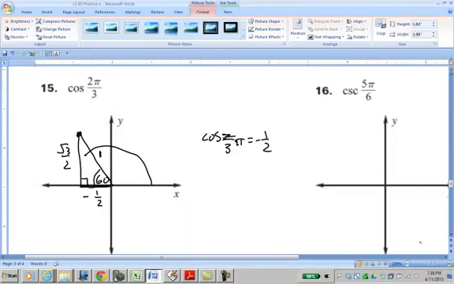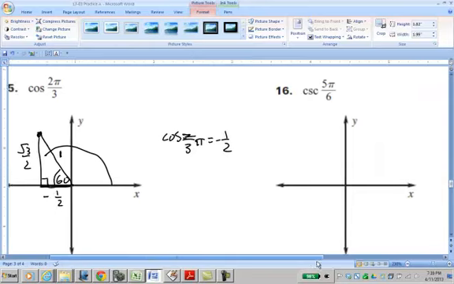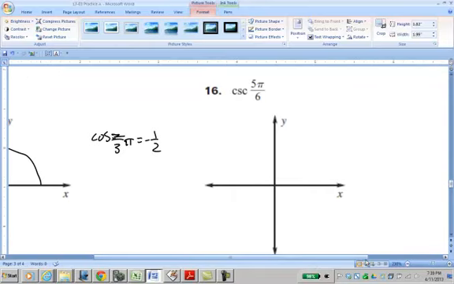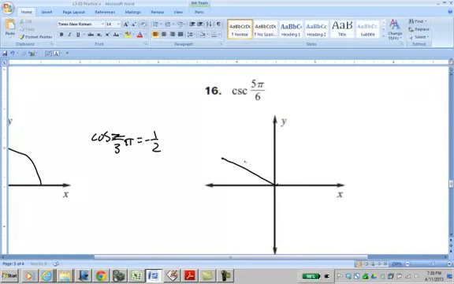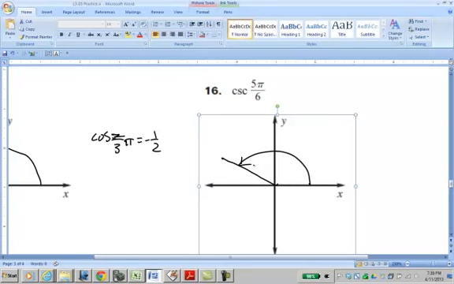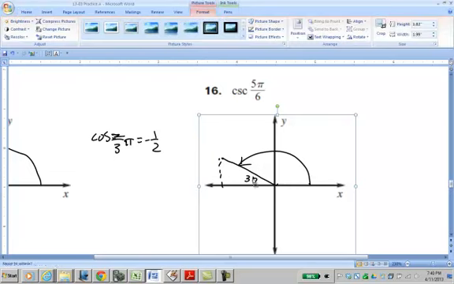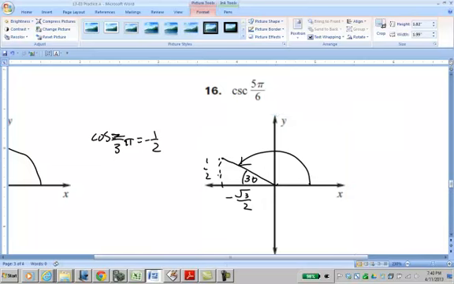Alright, so the next one is the cosecant of 5/6 pi. Let's construct the angle first. So that's 1/6 less than pi. It's positive. Reference angle is 30. So the x-coordinate is negative root 3 over 2, the adjacent side. The opposite side is 1/2. And of course, the point is 1 unit away from the center, so the coordinates are negative root 3 over 2, comma 1/2.